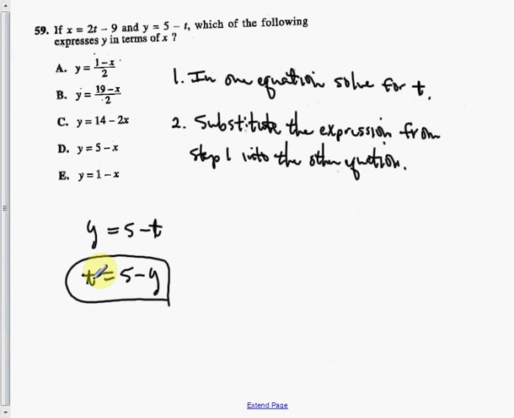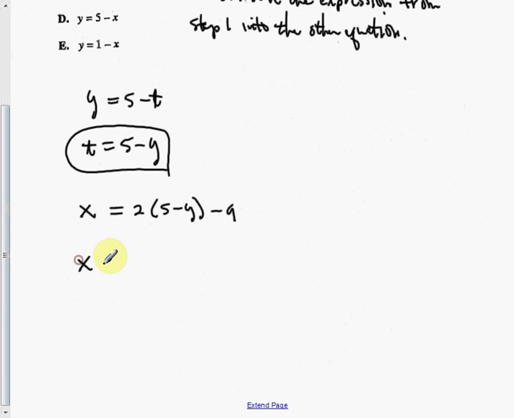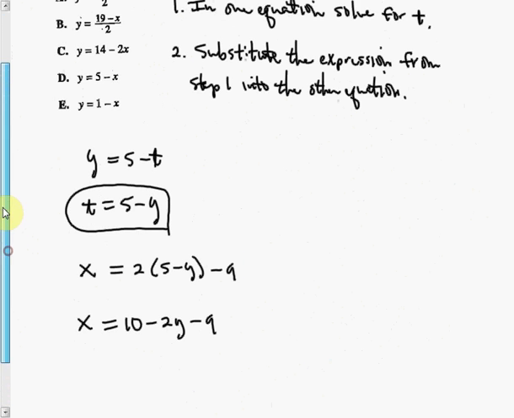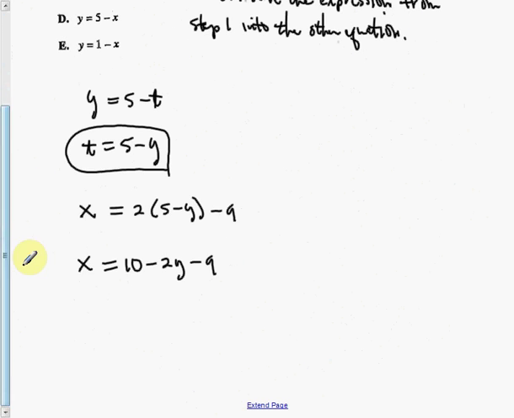I take this variable expression, this expression here, and I plug that into the second equation where I see t. Here, that's x is equal to 2 times t. This is parentheses 5 minus y, minus 9. So I get x is equal to 10 minus 2y minus 9. So it looks like they're getting y by itself, so I'm going to solve for y.